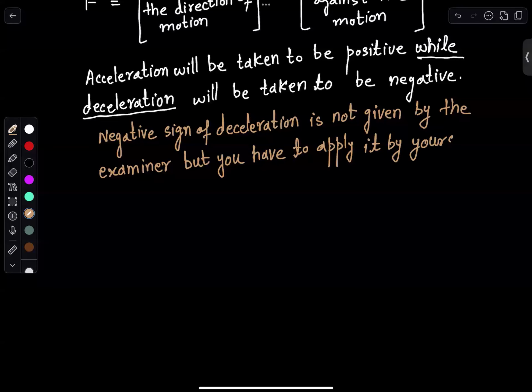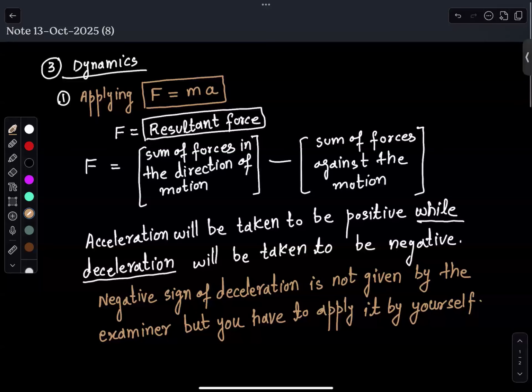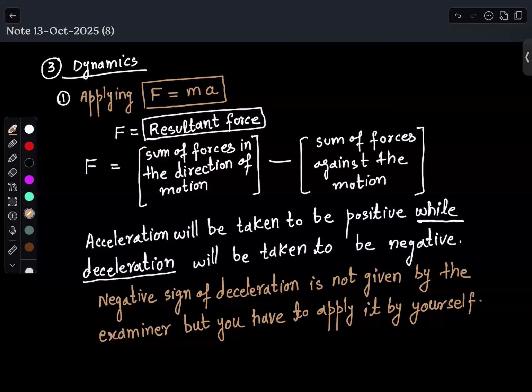And Mustafa, one thing: in the mark schemes for answers, will they put a negative sign for deceleration? The answer is no. Deceleration will be given as a magnitude. For example, if you're reading mark schemes, deceleration will have no sign. They will just write its magnitude. However, sometimes they will put a negative sign in brackets.